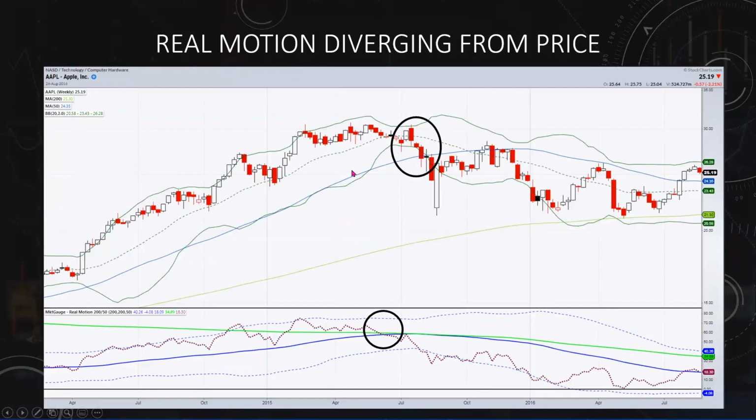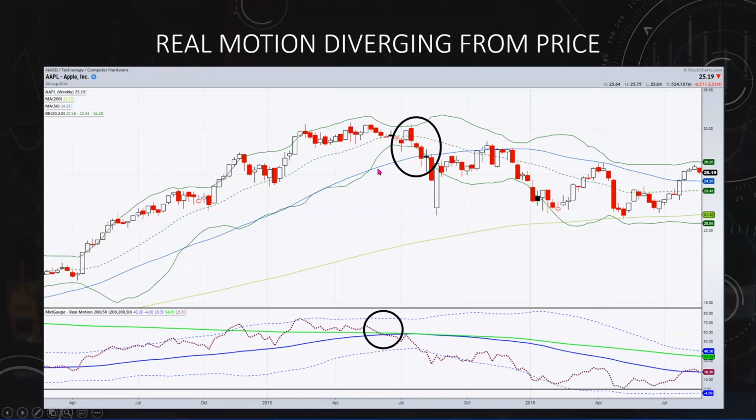You're getting this huge move up in price. Here's your 200-day, here's your 50, and guess what? In terms of the 200-day and the 50-day, in Real Motion, we've been trading above it all through this period. Finally, look what happens here. The Real Motion starts to break down under the 50-day moving average, which it hadn't been under for almost a year. Finally, well ahead of the breakdown in price.